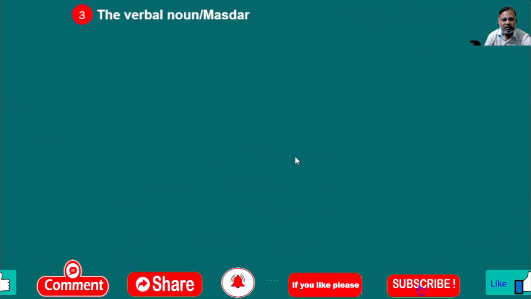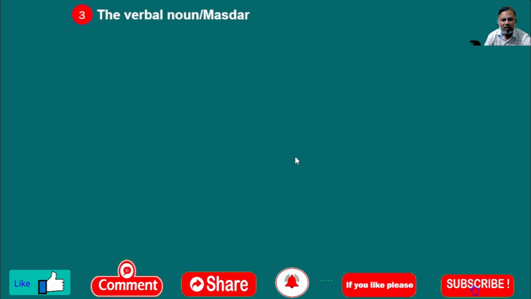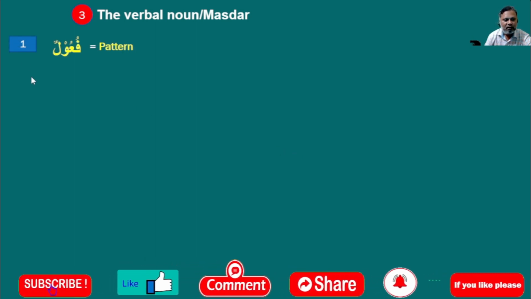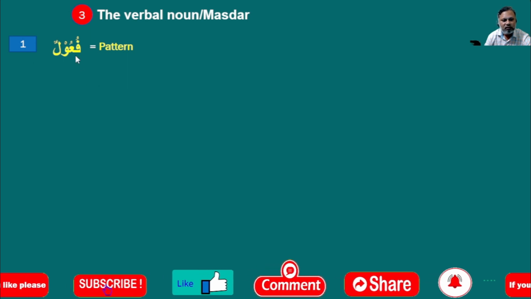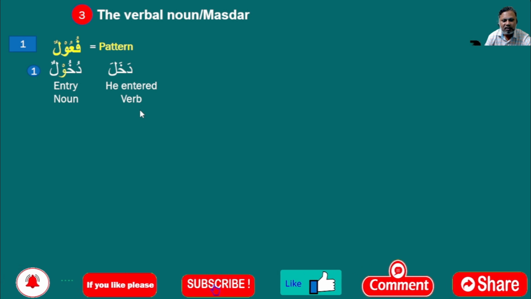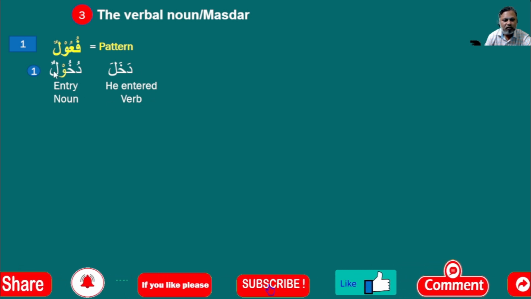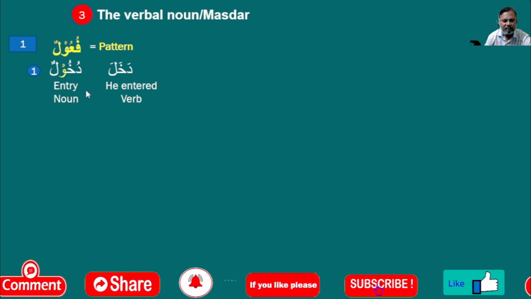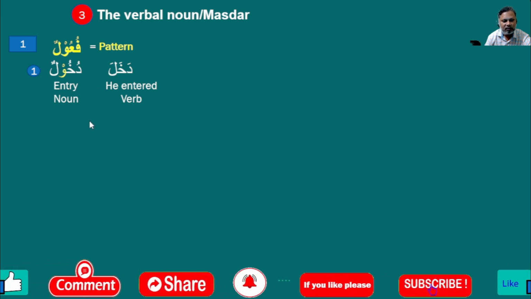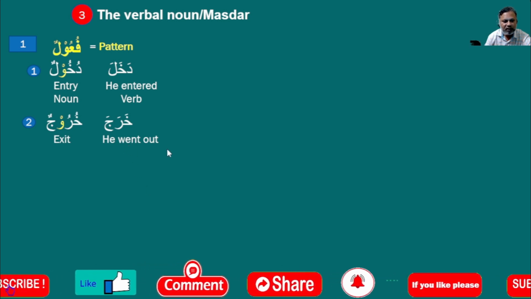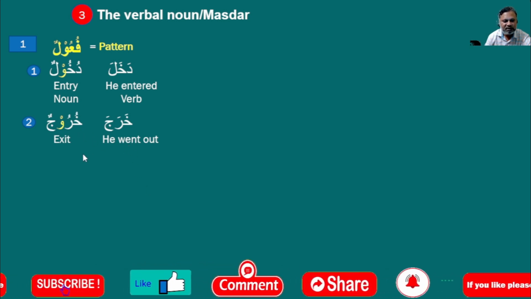Now you will see the verbal noun or masdar. This is also a noun. The pattern number 1 is the fu'ulun pattern, like dakhala, which means he entered. This is the verb. And dukhulun means entry, a noun, verbal noun. And kharaja means he went out, and khurujun means exit.